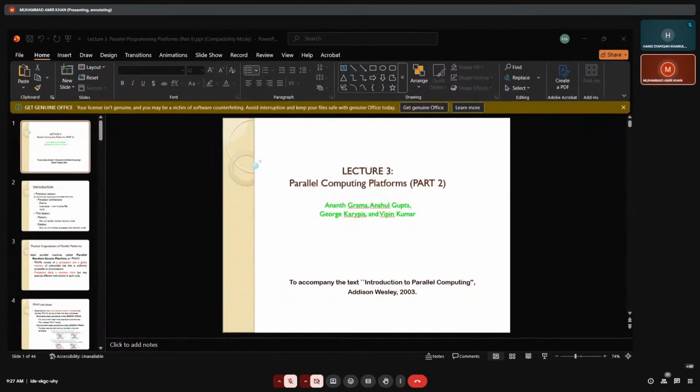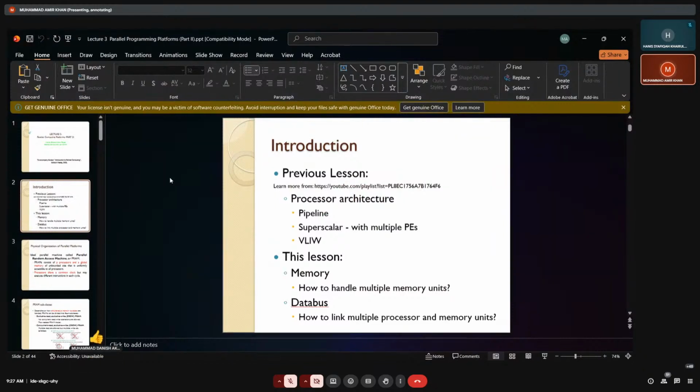Okay, Bismillahirrahmanirrahim. So this is the next lecture, which is lecture 3. I already shared it in the WhatsApp group. In the previous lesson we have seen UMA, non-unified memory access, unified memory access, and Flynn's taxonomy, processor architecture, pipeline with superscalar. And in this lesson we will see how to handle multiple memory units, like the data bus, how to link multiple processors and the memory units.